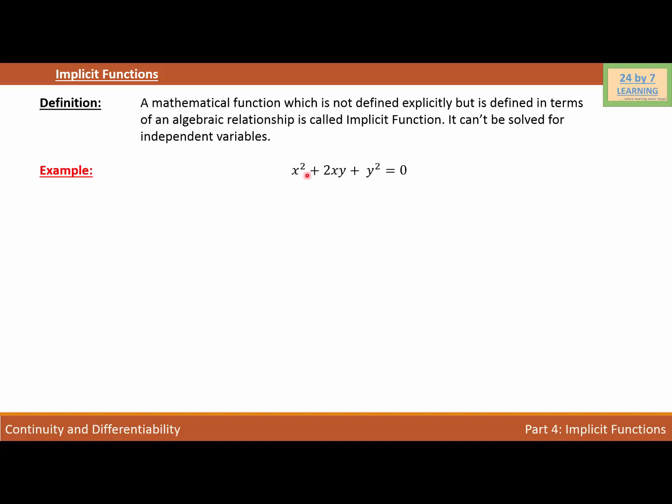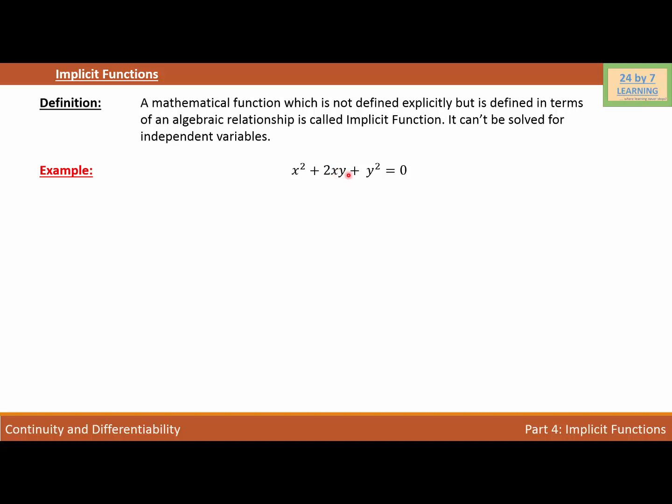So, look at the example x squared plus 2xy plus y squared is equal to 0. If you look at this example closely, you will see there is no way we can separate x and y, because even if I take x on this side, I still have 1x with y, or if I take y on the other side, I will still leave 1y on this side. So technically, it's impossible to separate x and y.